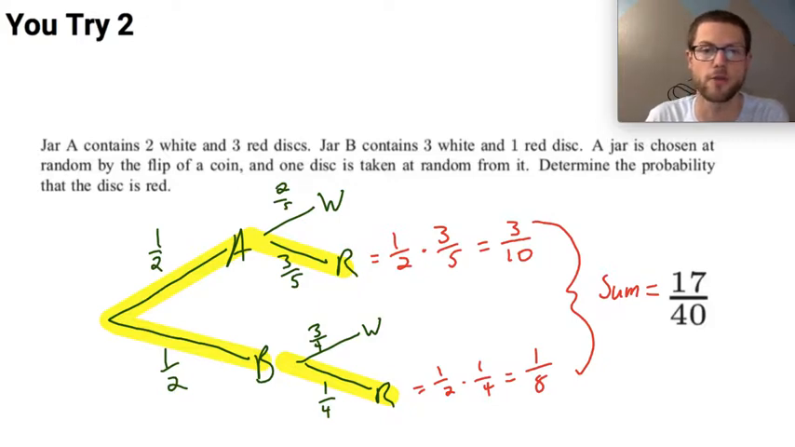All right, and here are my answers for this one. I've got my tree diagram, and I've got my final probability of 17 out of 40.